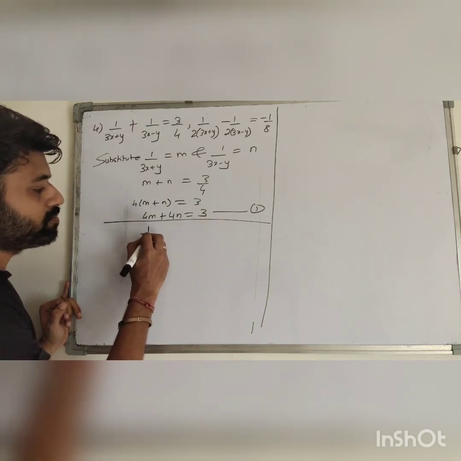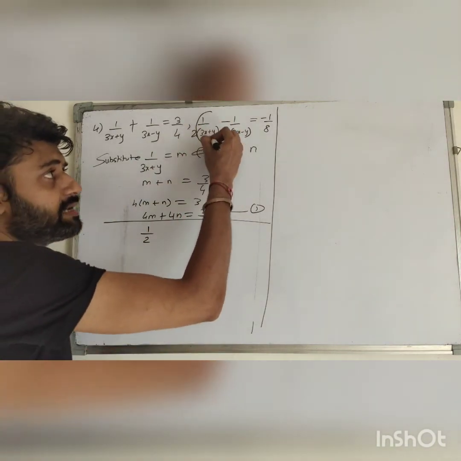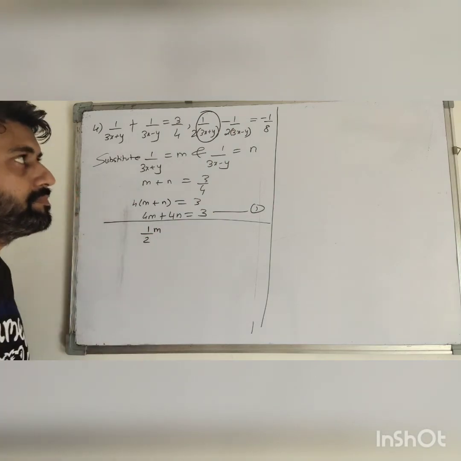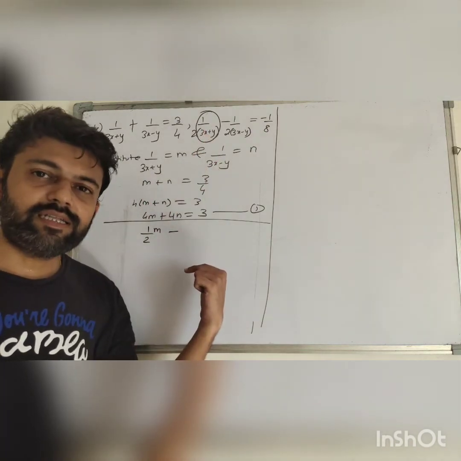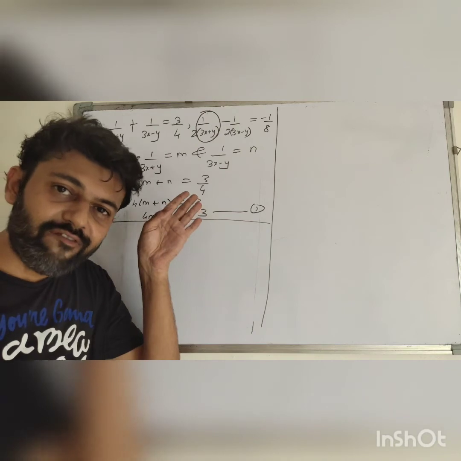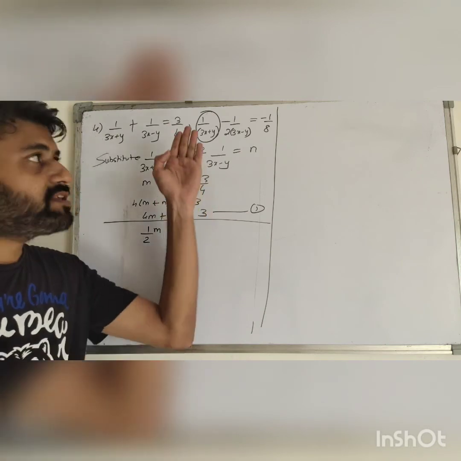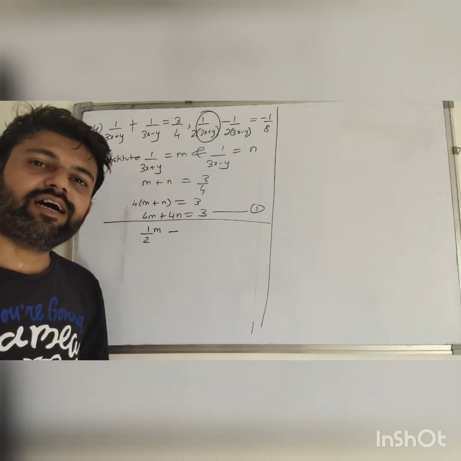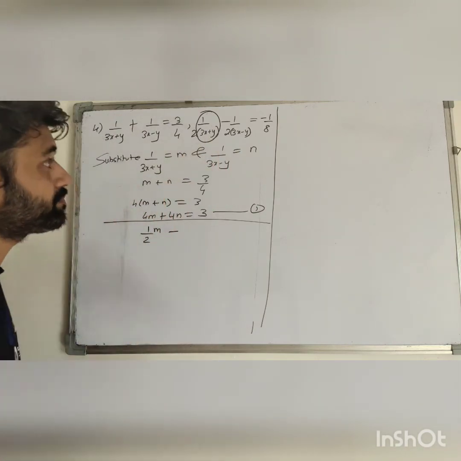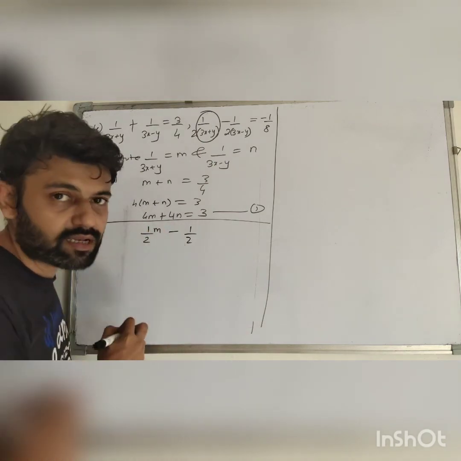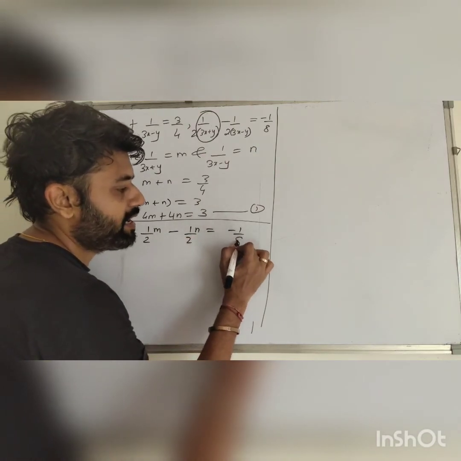1 upon 2. Remember, this 2 is in the denominator and in its place we are writing m. Remember, m will not be written in the denominator. The variables are below, that is why we substitute and bring it up. If x and y stay below and m also stays below, then what is the benefit? Remember, it is below, that is why we substitute so that it comes up. Minus 1 upon 2, this is a number, this is a coefficient, that is separate, into n is equal to minus 1 upon 8.